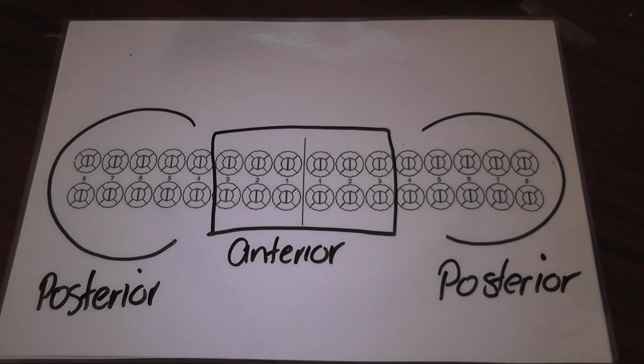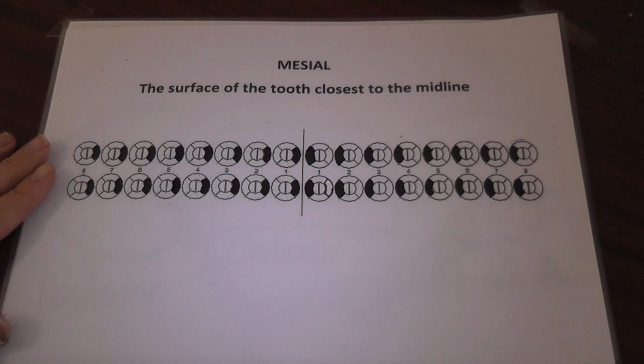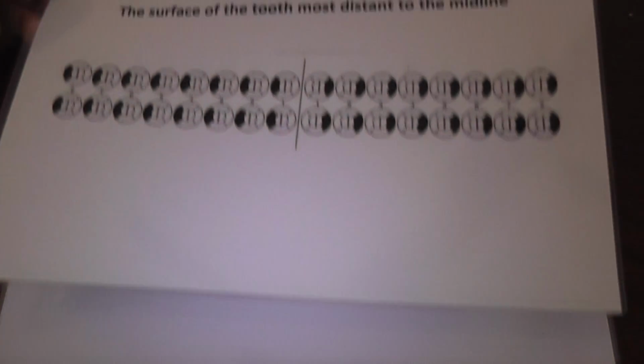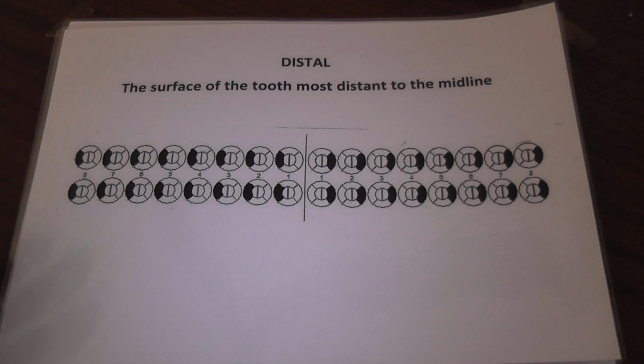Mesial. The first surface we will look at is the mesial. This is the surface closest to our midline. On this chart, I have coloured in all of the mesial surfaces. Please note that all teeth have a mesial surface. Distal. This is the surface most distant from our midline. On this chart, I have coloured in all of the distal surfaces. Please note that all teeth have a distal surface.